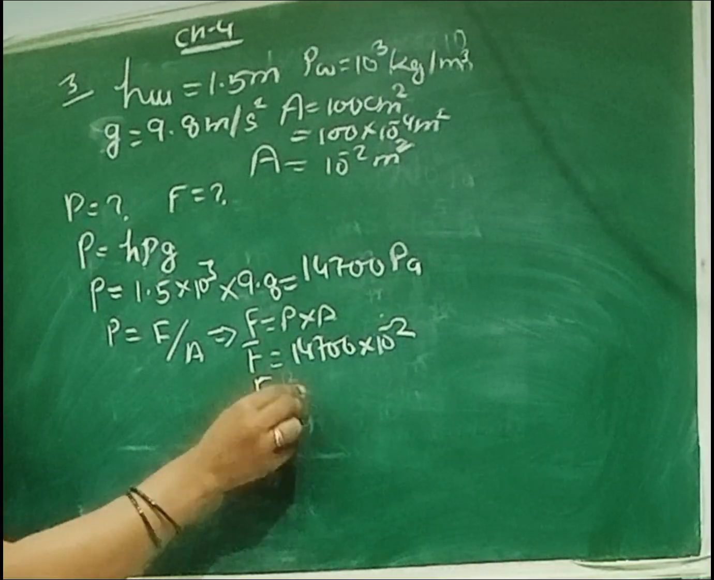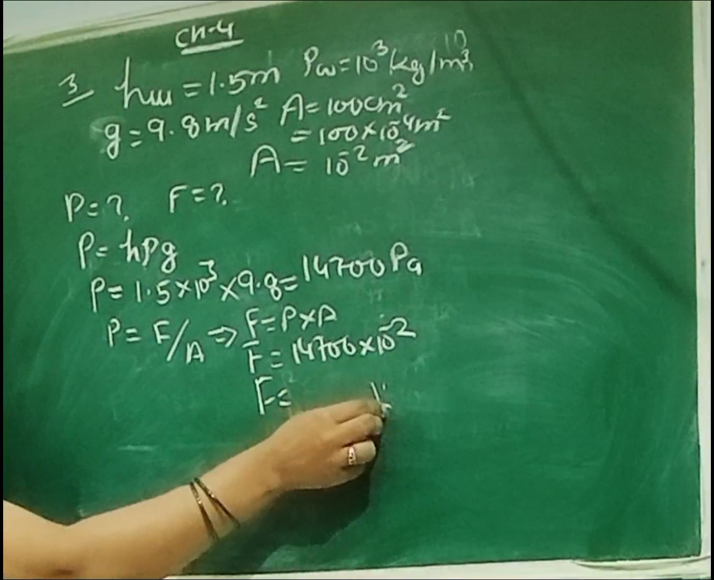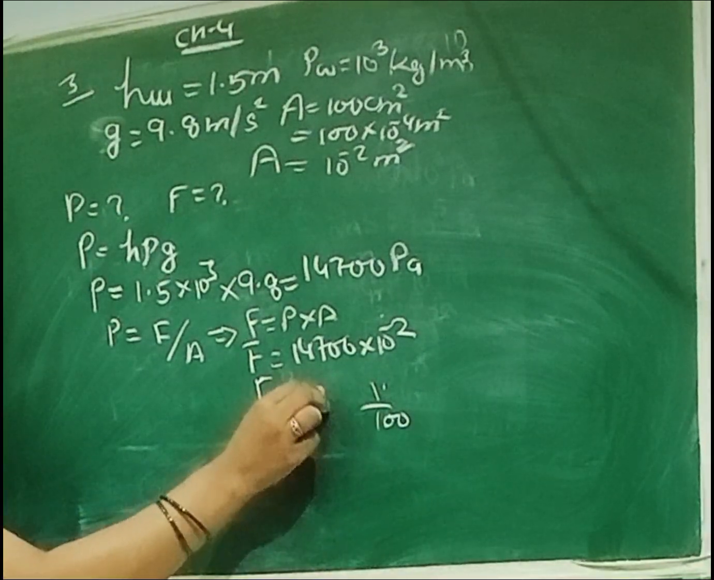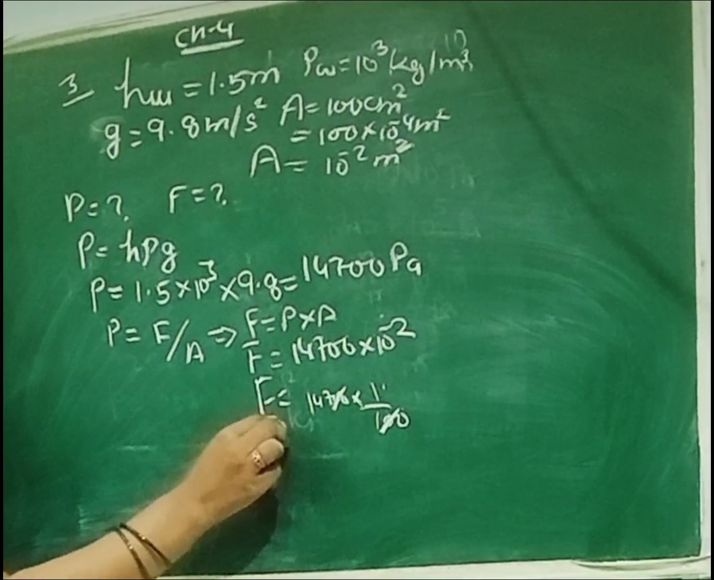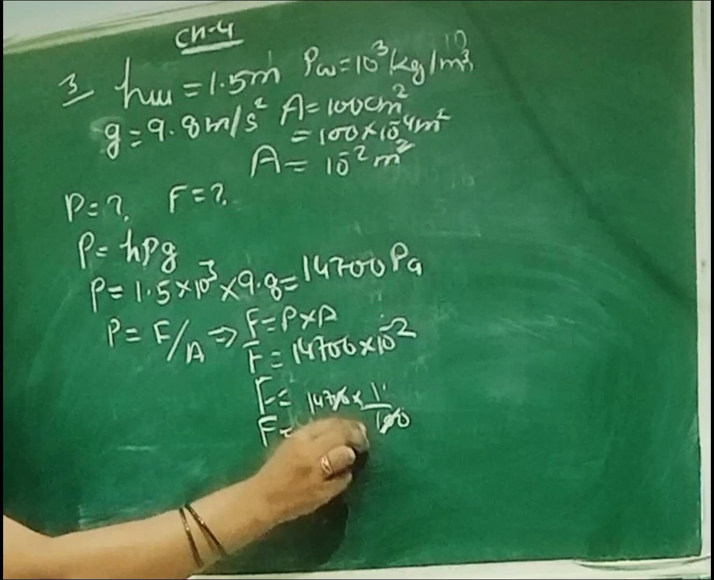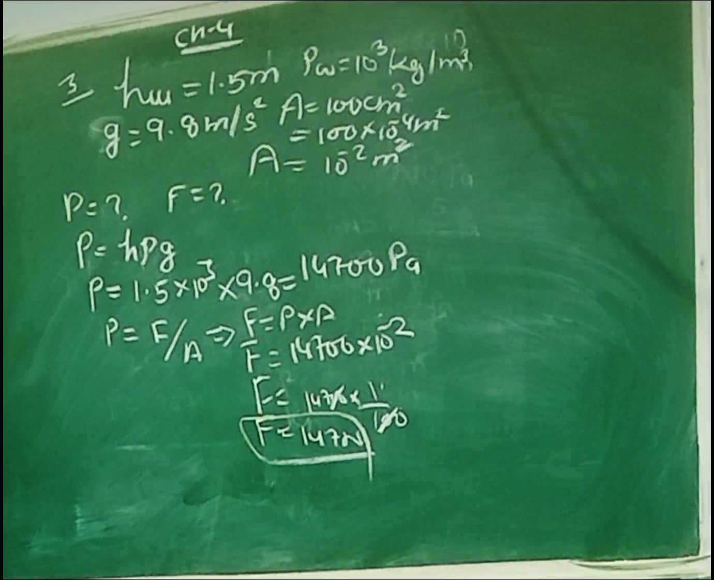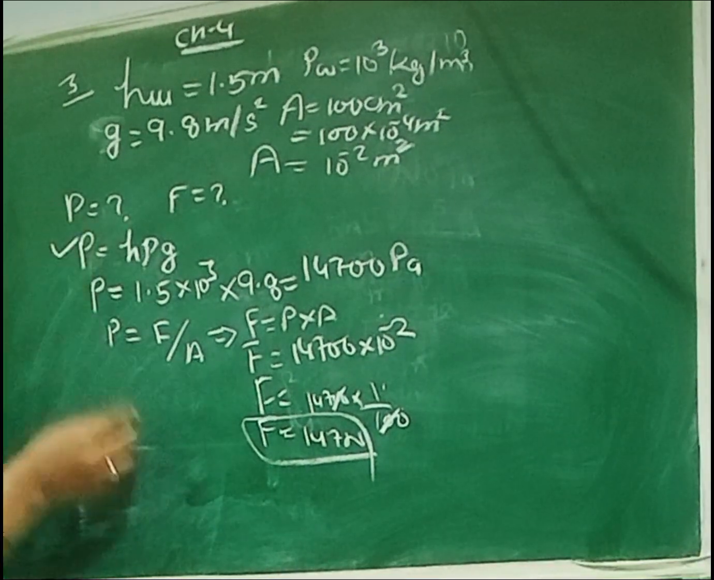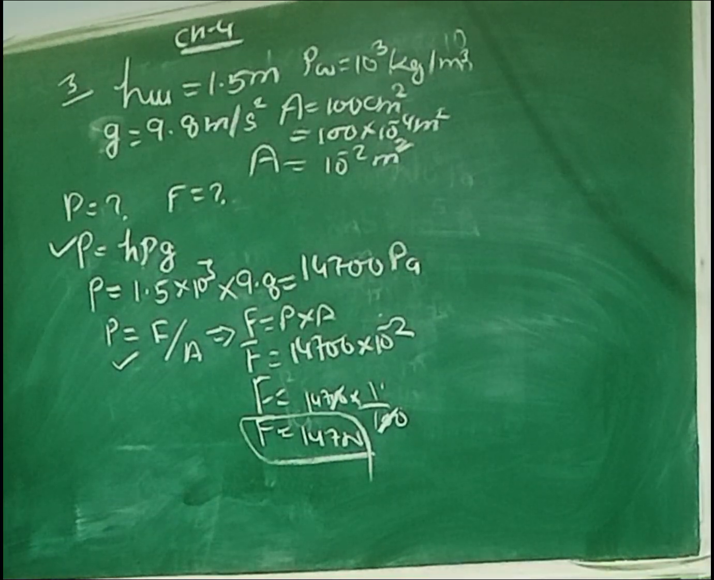So 10 to the power minus 2 means what? 1 upon 100. So 14700 into 1 upon 100, the zeros cancel. So force is equal to 147 Newton. This is your answer. Question number 3. Only this formula and this formula, from these two formulas you can solve the whole chapter. So you need to remember these two formulas.